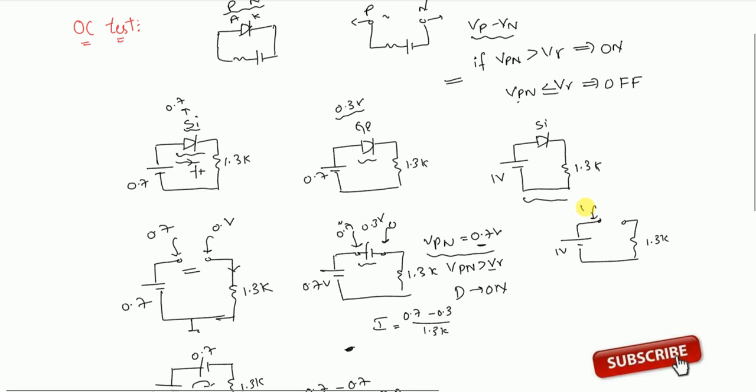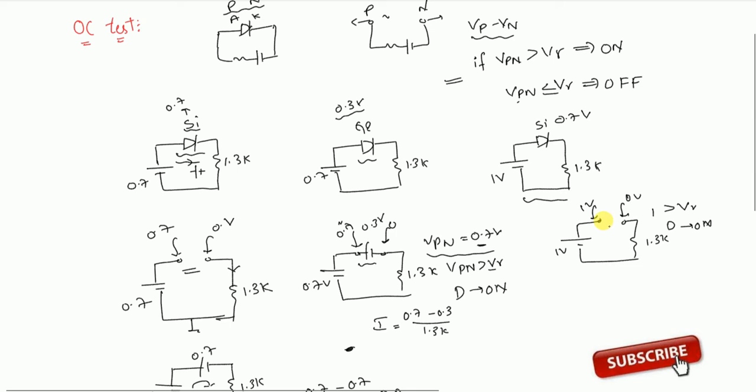Vp is 1 volt, Vn is 0 volt. So Vpn is totally 1. But the silicon diode threshold voltage is 0.7 volt. So here Vpn is greater than the threshold voltage. The diode will be in on condition. So turn on the diode.